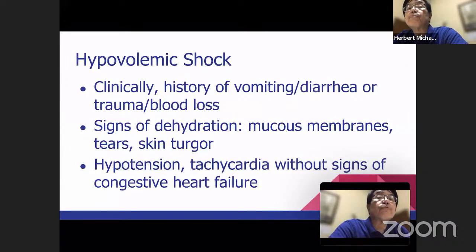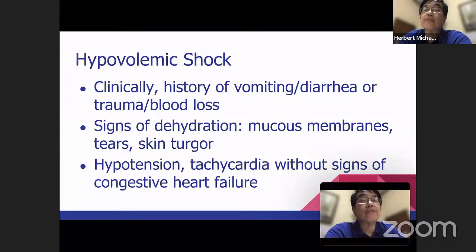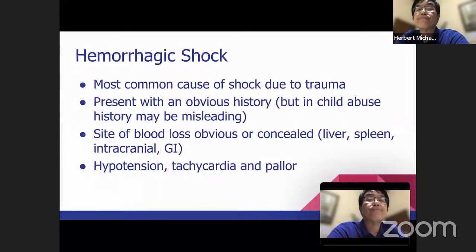Clinically, there would be a history of vomiting, diarrhea, trauma, or blood loss. And the signs of dehydration would, of course, be the mucous membranes, tears, and of course, the skin turgor. Patients would always be hypotensive, tachycardic, without signs of congestive heart failure.